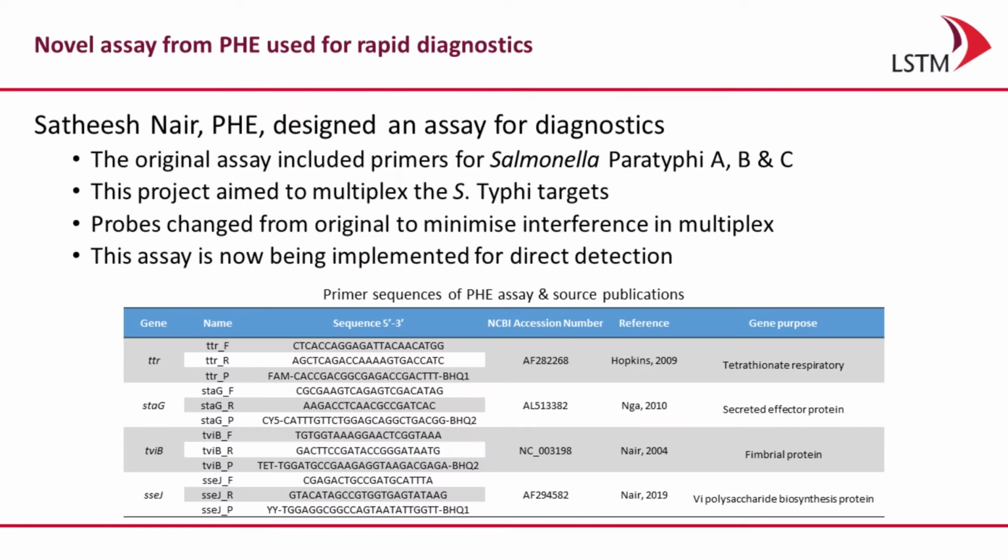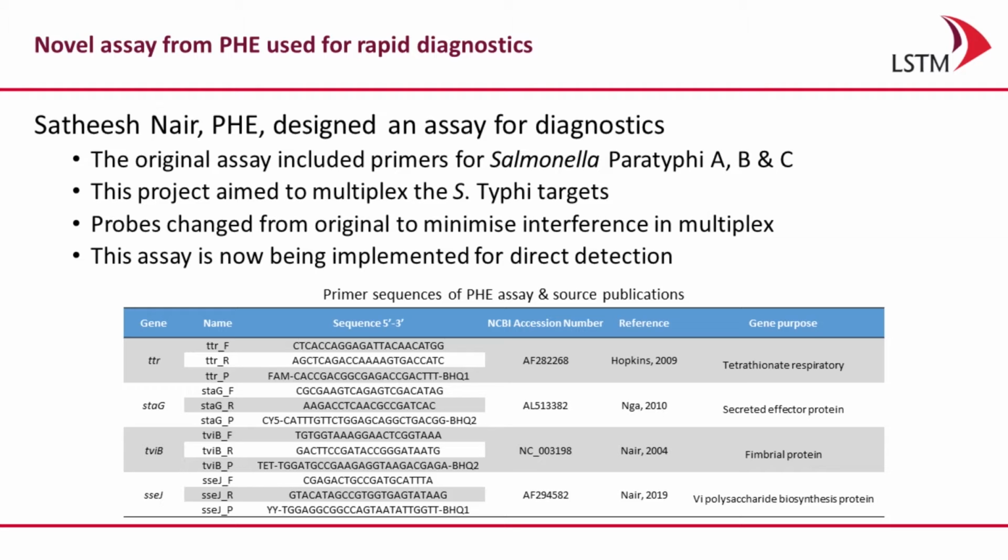A real-time PCR assay was adapted into a multiplex assay from PHE GBRU's hazard group Salmonella PCR, which were designed for the detection of S. typhi and S. paratyphi A, B, and C. From this assay, 4 primer and probe sets were selected.